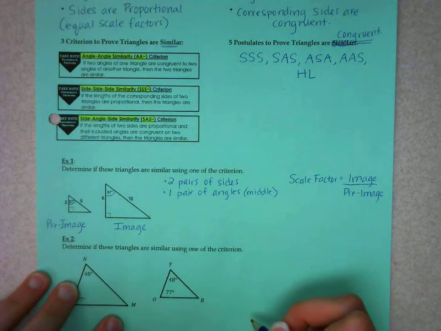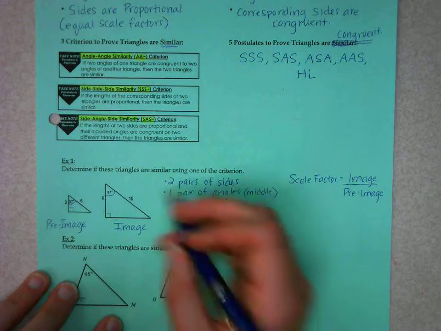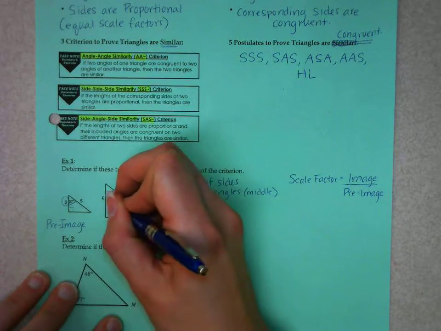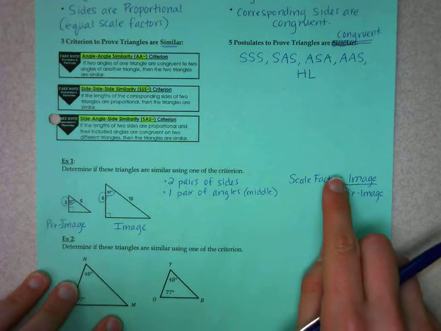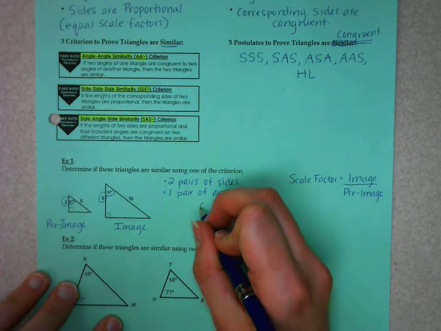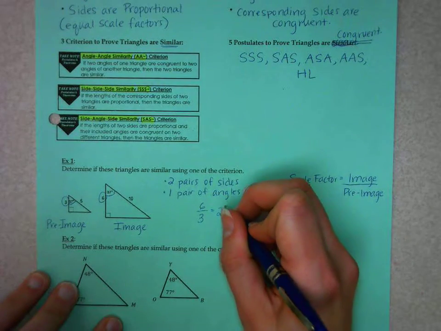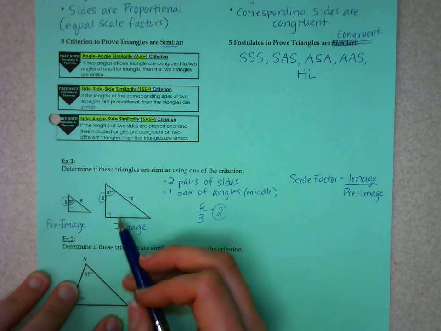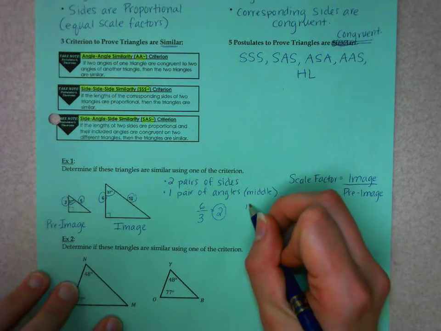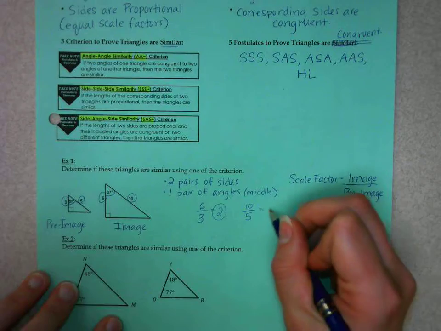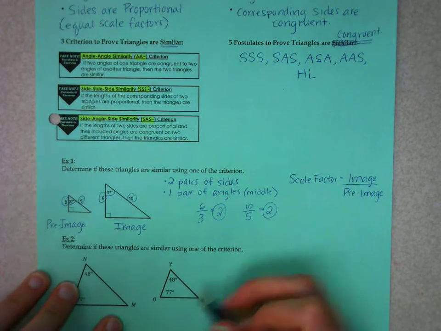So I'm just going to make my scale factor using my two pairs of sides. If I take a look at my first pair of corresponding sides, 3 and 6, I'm actually going to put 6 over 3. When you reduce that, you just get 2. So I'm going to do the same exact thing with my other pair of corresponding sides. You have 5 and 10, so we're going to put 10 over 5. Again, you get 2, which is awesome.